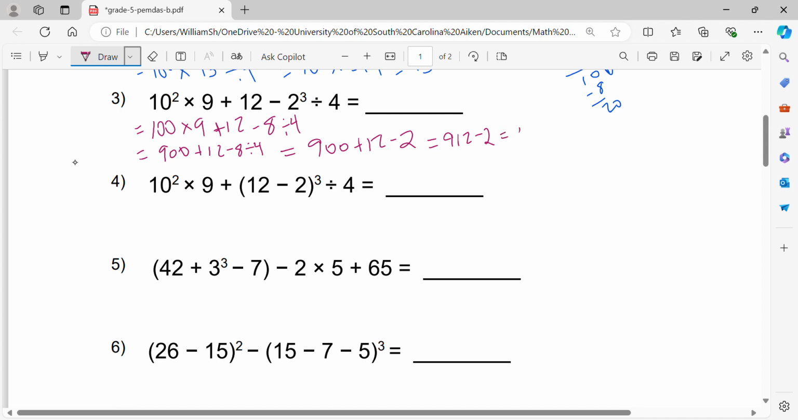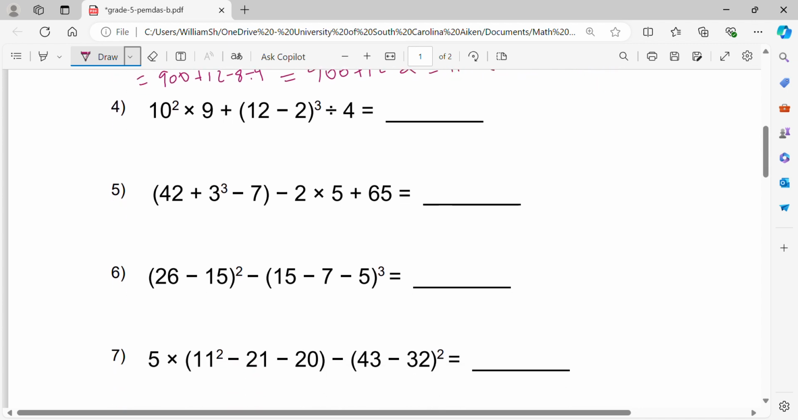Minus 2 will give us 910. And that would be our answer for number 3.